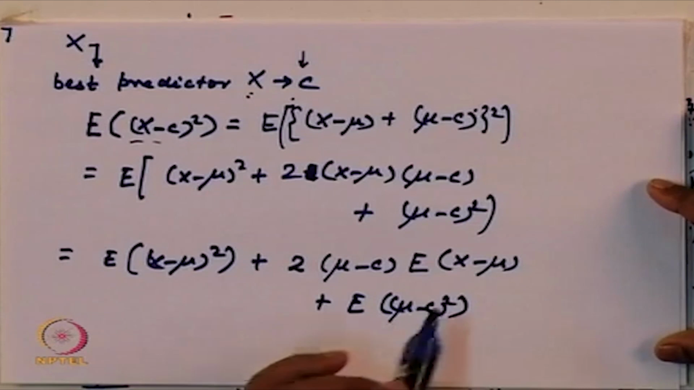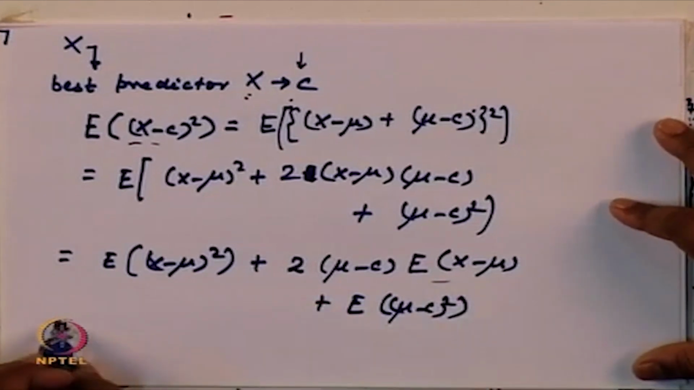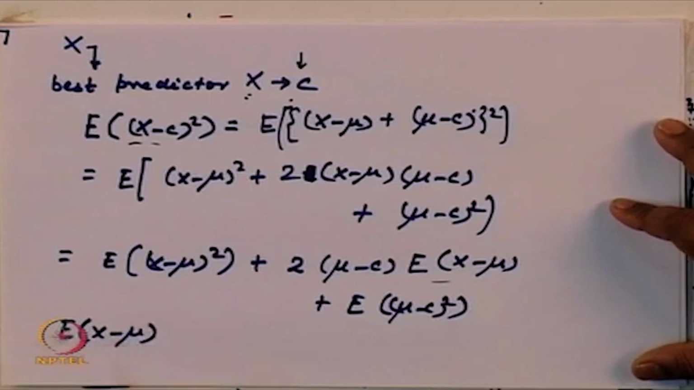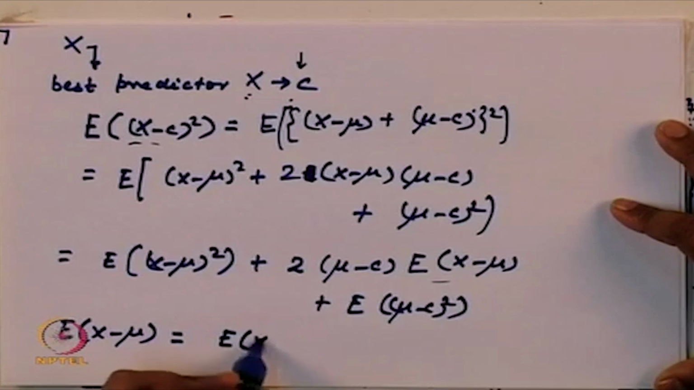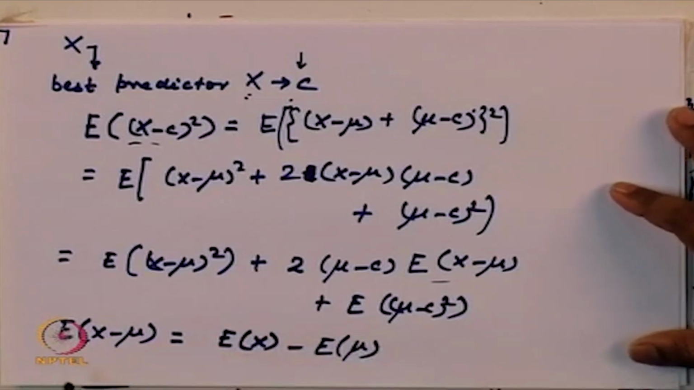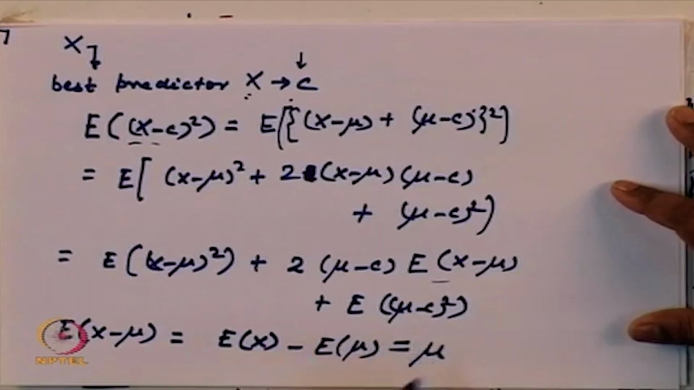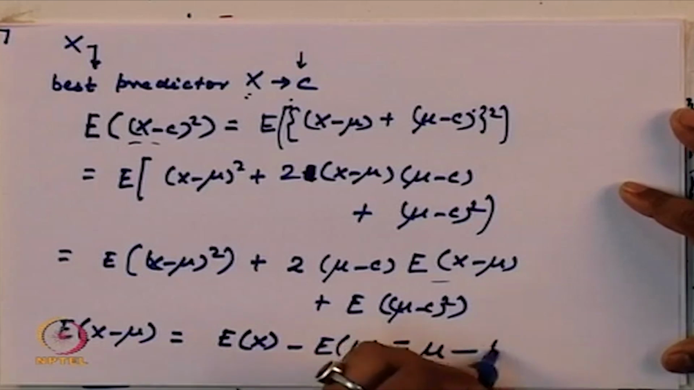Now, what is the value of expectation of x minus mu? Expectation of x minus mu is equal to expectation of x minus expectation of mu. What is expectation of x? It is mu. What is expectation of mu? Mu is a constant. So, expectation of mu is equal to mu.